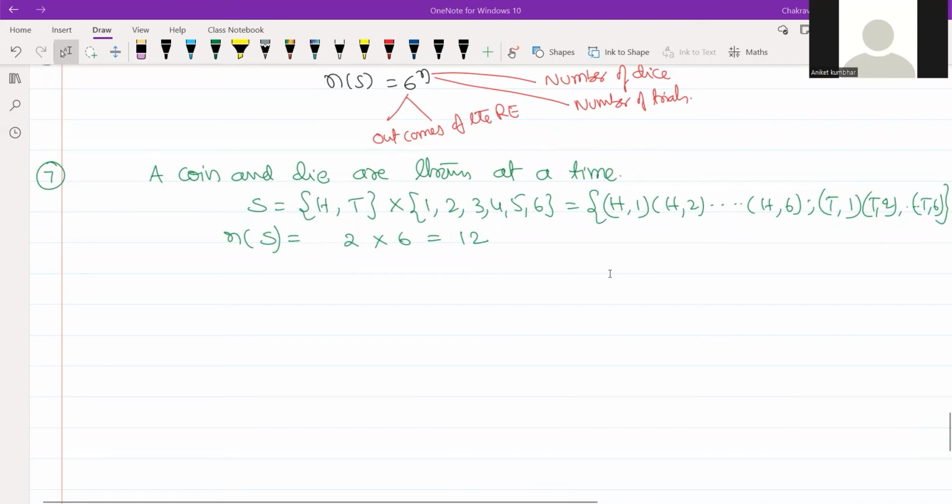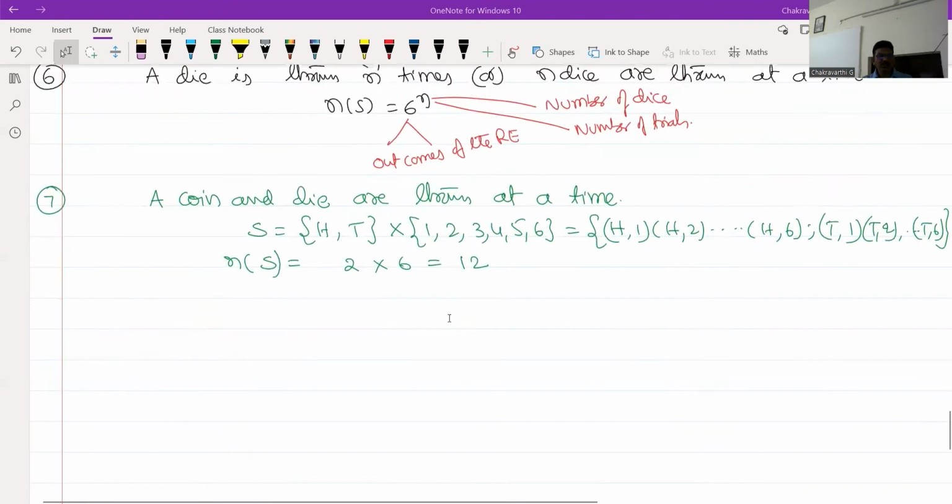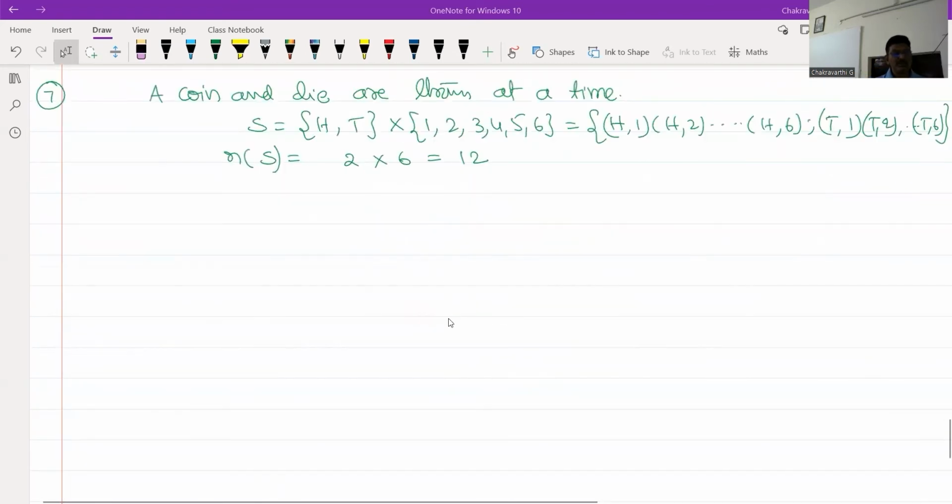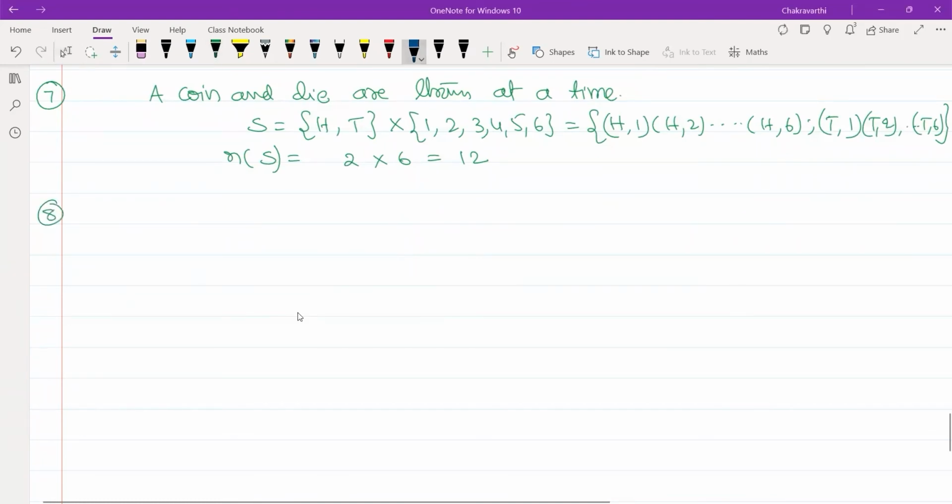Okay. Now continue the class. So these are the suitable examples, illustrations of the sample space. Now here is another one, that is the 8th one. Four cards are drawn.